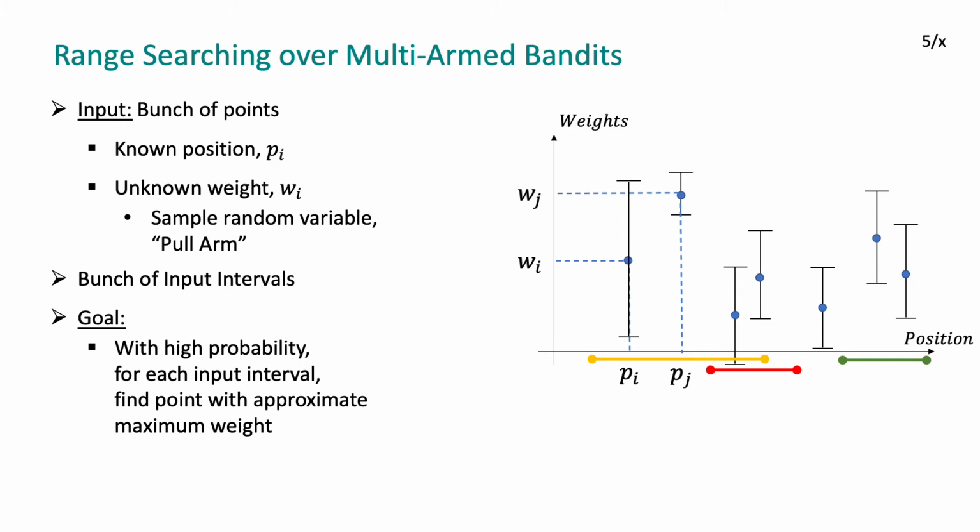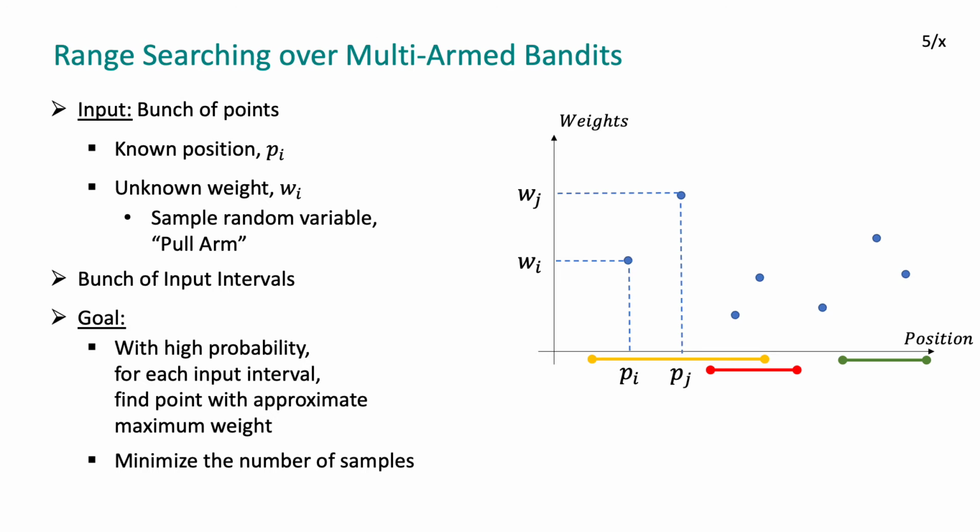A naive way to do this would be to sample the weights or arms sufficiently many times so that, by the law of large numbers, we have accurate enough estimates for all the weights, and then it becomes easy to compute the maximum weight point. The challenge, however, is to find the required points by making as few samples as possible.